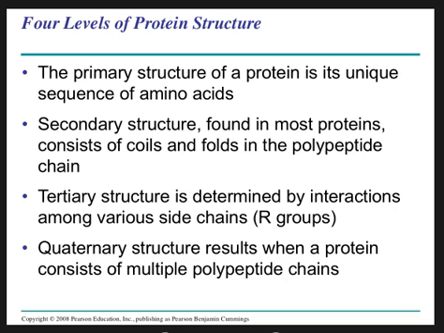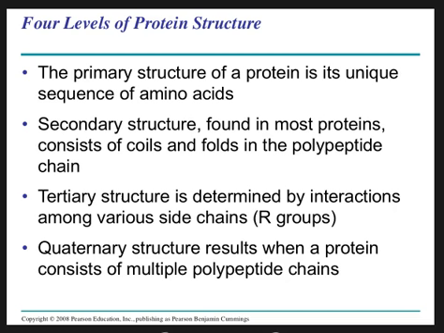So a primary structure of a protein is its unique sequence of amino acids. Secondary structure, which we find in most proteins, consists of coils and folds within the peptide chain. Tertiary, I said that poorly. Tertiary structure is determined by interactions among various side chains, or R groups. So those side chains can actually start to interact with one another.